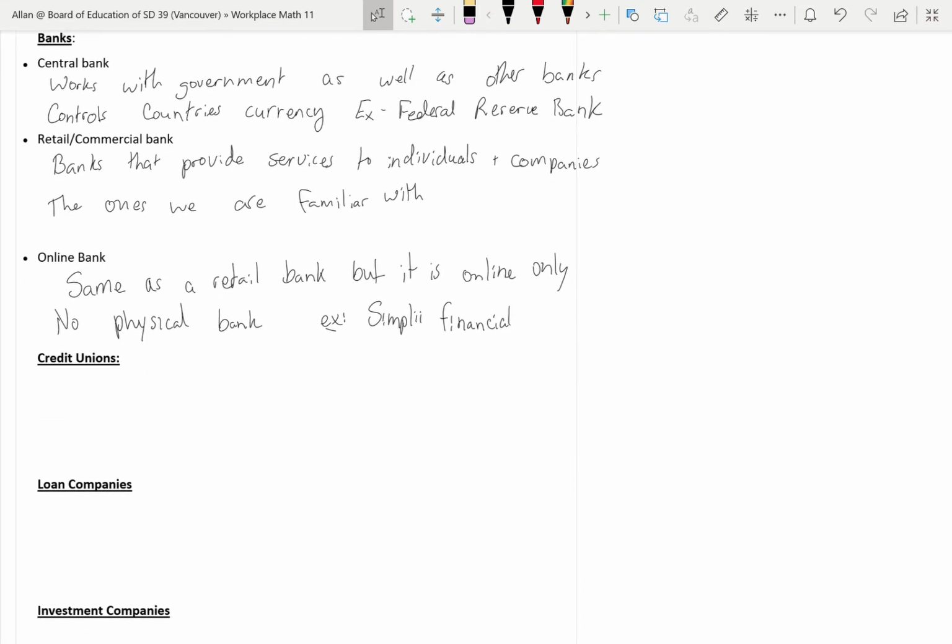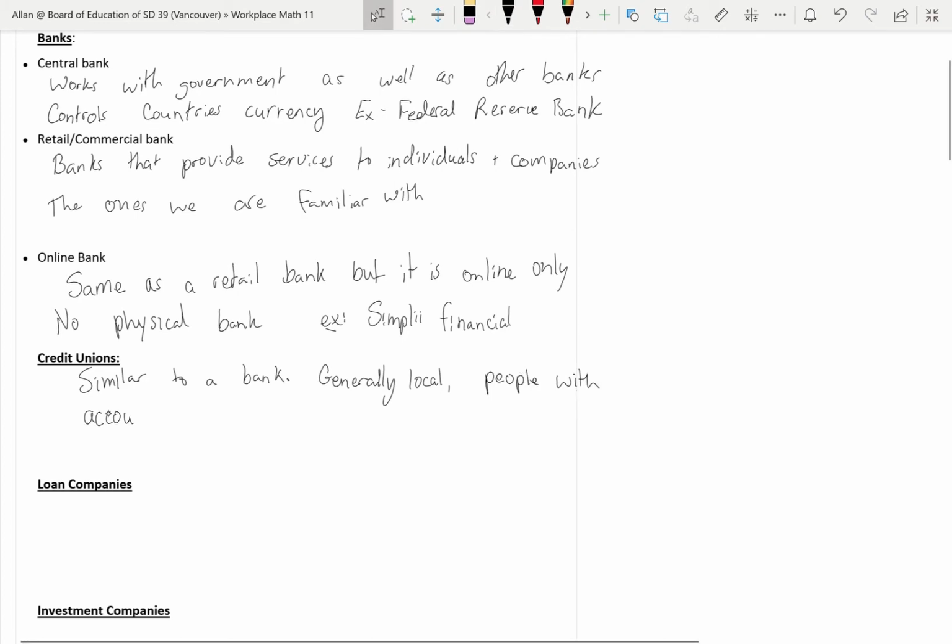Next up, we have something called a credit union. These are similar to a bank. There's a couple of noticeable differences though. It is generally local. So credit unions will generally work within one community or two communities or maybe a city. So I believe Van City is an example of a credit union where you don't see it in a different part of Canada. The other part is people with accounts generally own a share of the company.